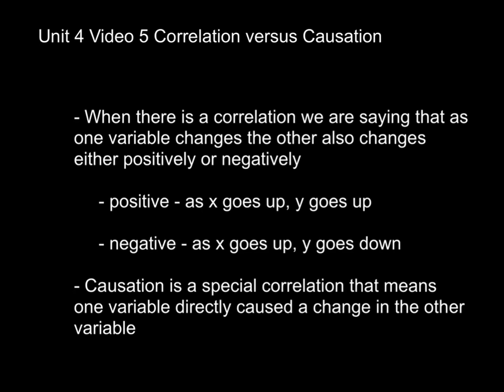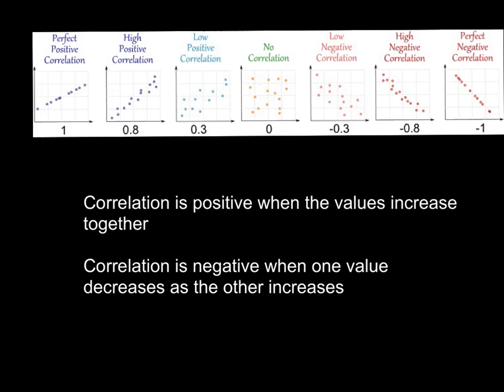Causation is a special correlation that means one variable directly caused a change in the other variable. A great example for causation has to do with calories. When you work out, you burn more calories. The more active you are, the more calories you burn. So that's a great example of causation because, again, movement is causing calorie burn.